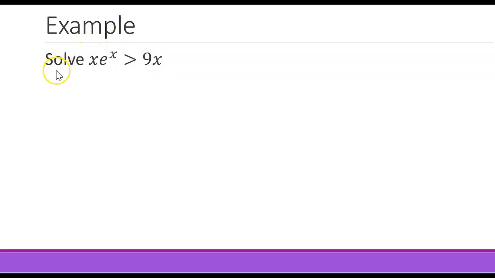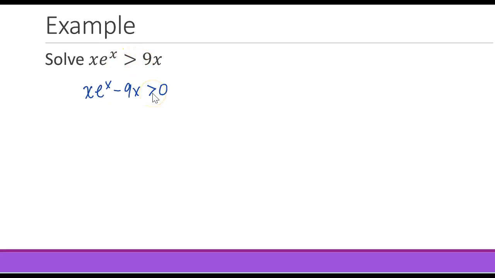In this next example, we have an exponential inequality. Solve x e to the x is greater than 9x. So the first thing I want to call out is that I cannot divide both sides by x. Remember, I can't divide by a variable or I will lose solutions. So what I want to do is subtract the 9x to the other side to start the problem. So x e to the x minus 9x is greater than 0.